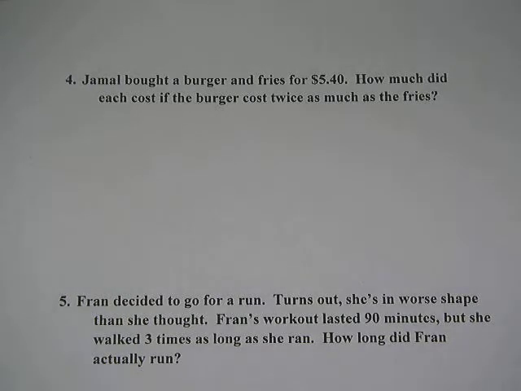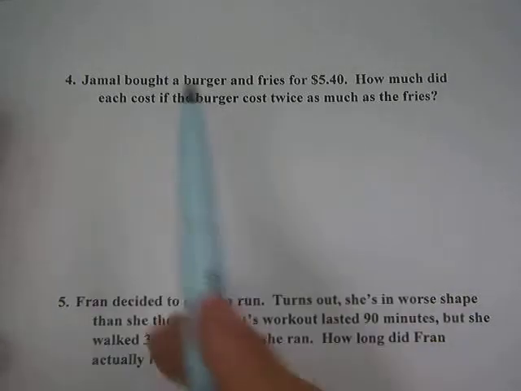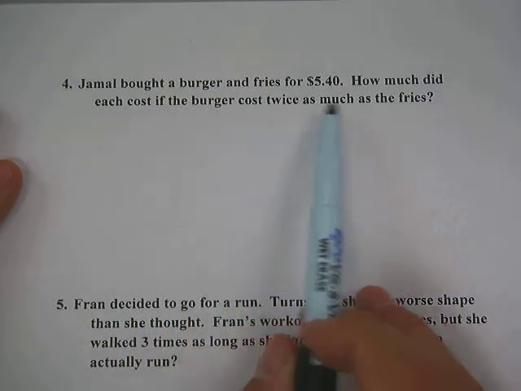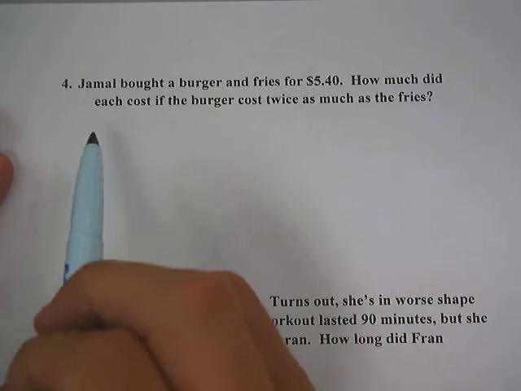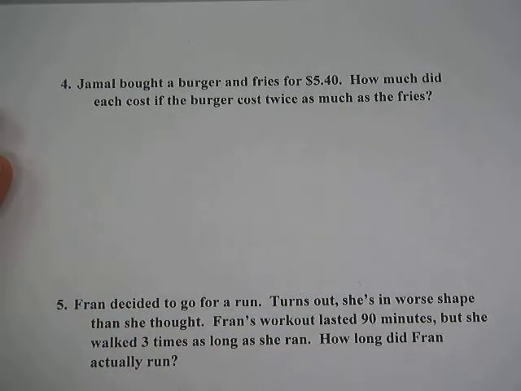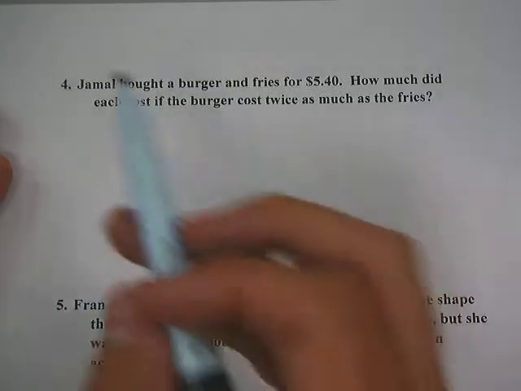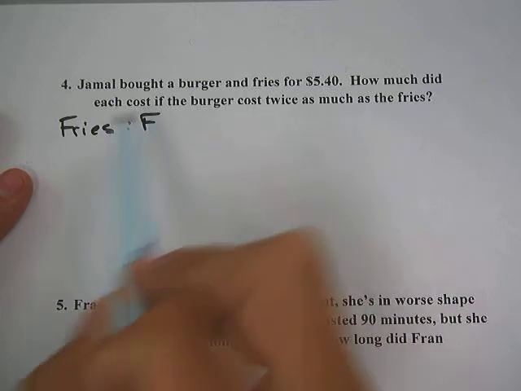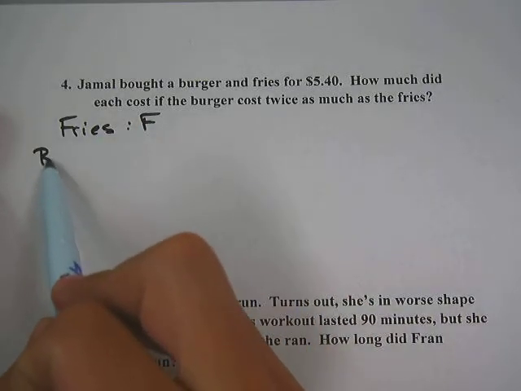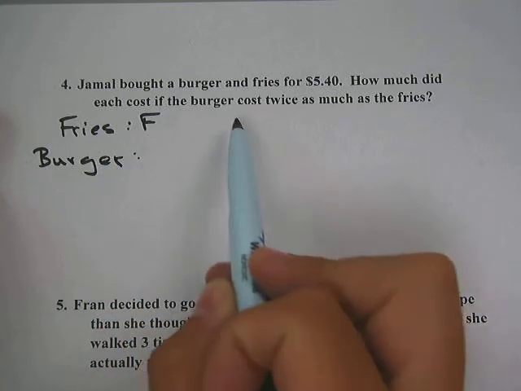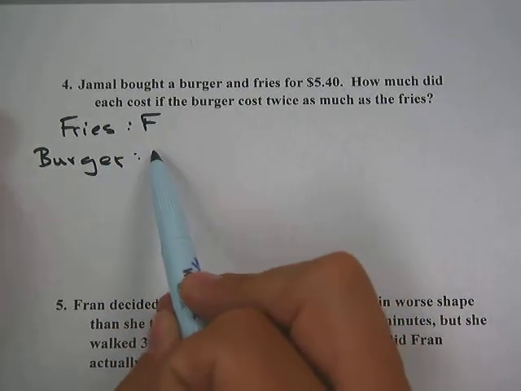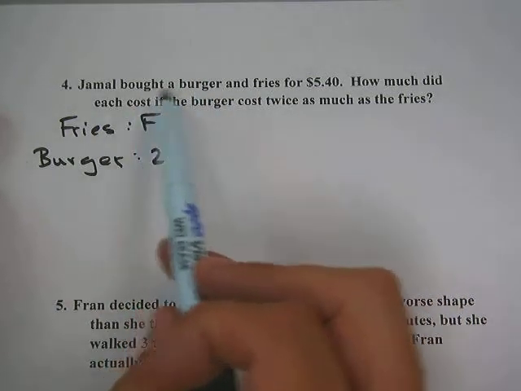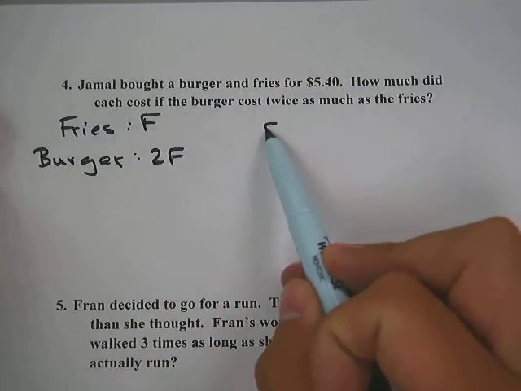Okay, it says Jamal bought a burger and fries for $5.40. How much did each cost if the burger cost twice as much as the fries? Okay, so I know we're talking about Jamal here, but in reality, what are we looking for? It says the cost if the burger costs twice as much as the fries. So we're talking about burgers and fries. So out of those two, which do we not know anything about? Well, they're not saying anything really about the fries, so I'm going to call that F. So then how would you describe the burger? Well, it says the burger costs twice as much as the fries. So if the fries are F, the burger is 2F.